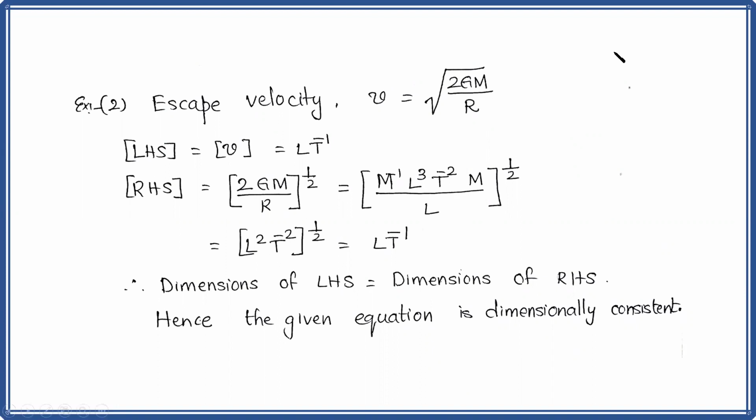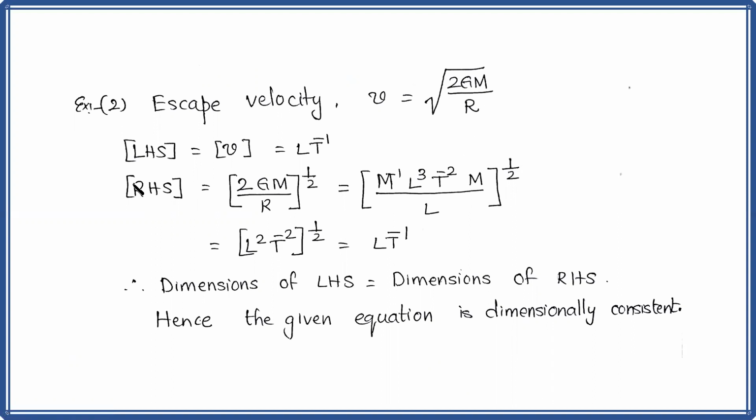So, escape velocity is generally used in the chapter of satellites, gravitation. There we use v as the escape velocity of the satellite. G means the universal gravitational constant, M is the mass of that satellite, and r is the radius of that orbit.